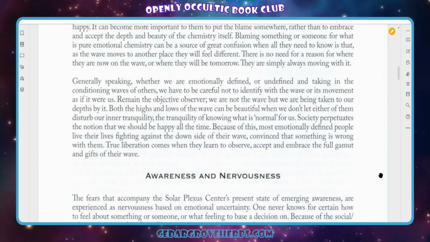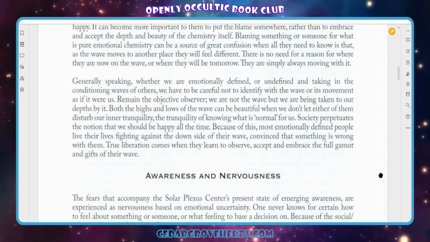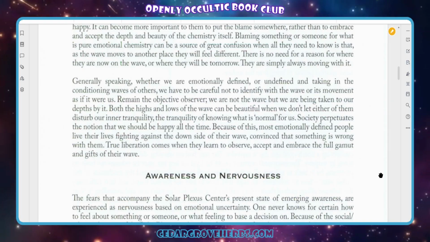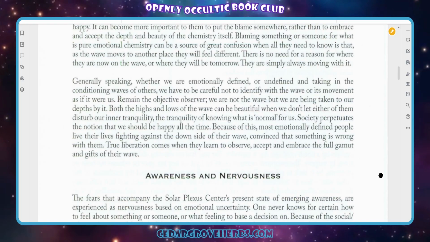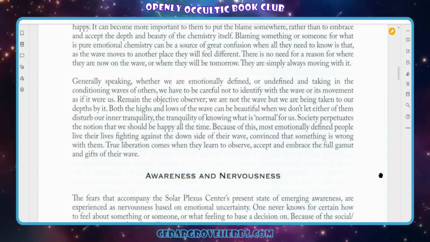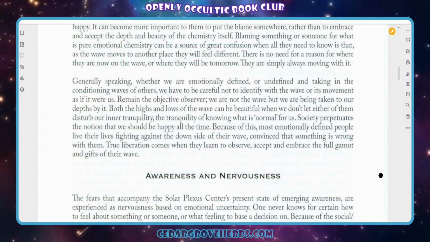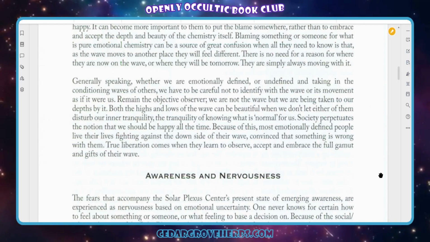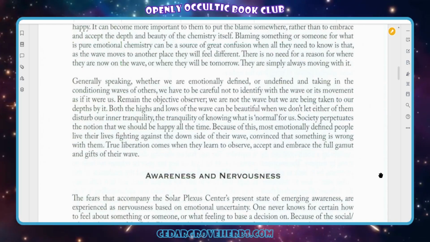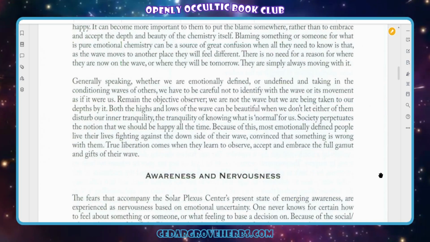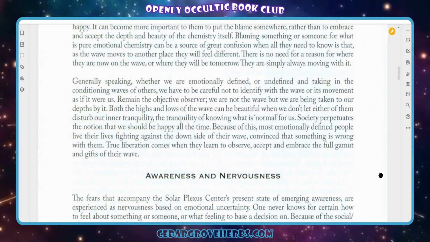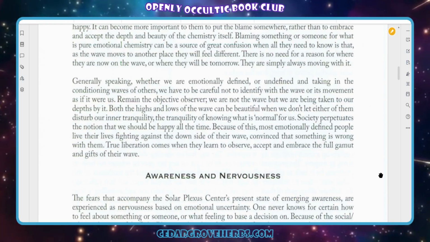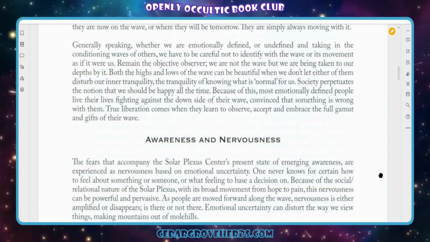Generally speaking, whether we're emotionally defined or undefined and taking in the conditioning waves of others, we have to be careful not to identify with the wave or its movement as if it were us. Remain the objective observer. We are not the wave, but we're being taken along by it. Both the highs and lows of the wave can be beautiful when we don't let either of them disturb our inner tranquility, the tranquility of knowing what is normal for us. Society perpetuates the notion that we should be happy all the time. Because of this, most emotionally defined people live their lives fighting against the downside of their wave, convinced that something is wrong with them. True liberation comes when they learn to observe, accept, and embrace the full gamut and gifts of their wave.